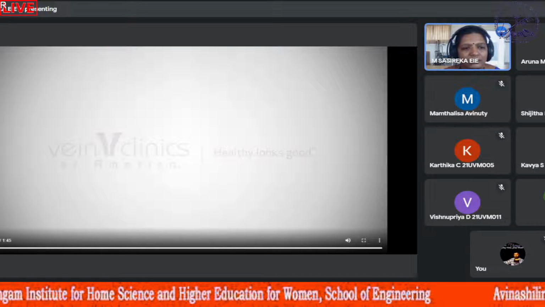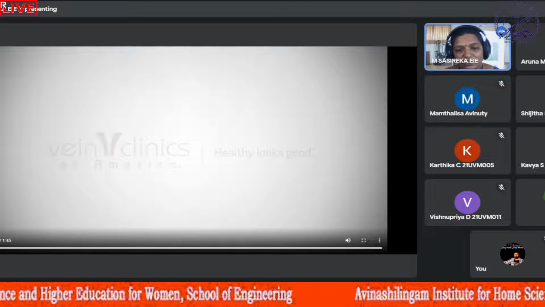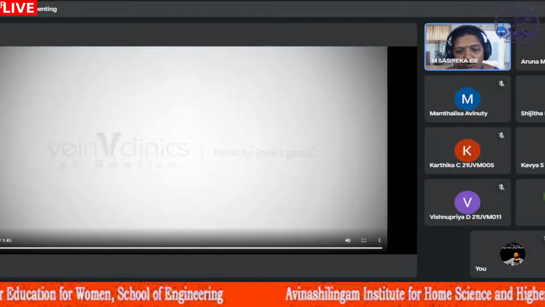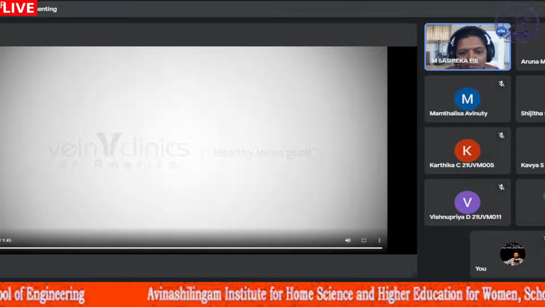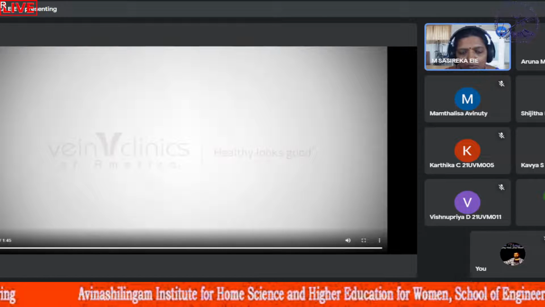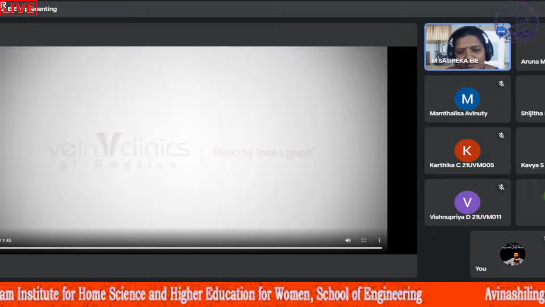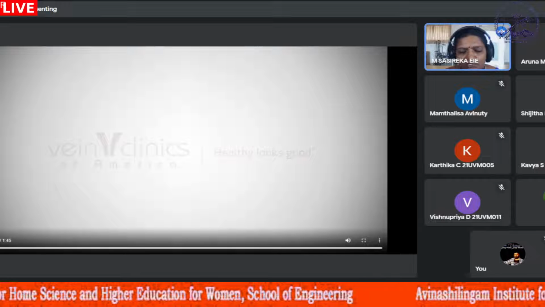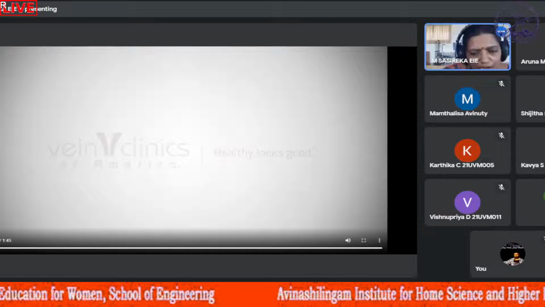Okay, so next one is silicosis. Silicosis is a deposition of silica material on your lungs. See the picture here. This picture shows how lungs are affected by the silica deposition.